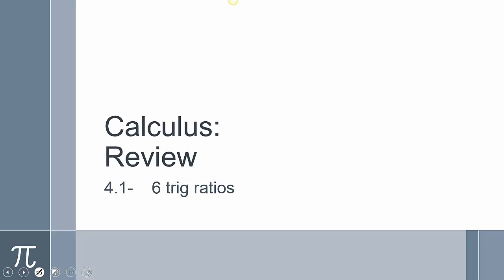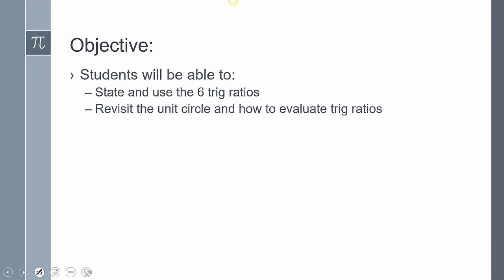Today we're going to continue with the calculus review. So it's going to be 4-1. We're going to take a look at the 6 trig ratios. We're going to state and use those 6 trig ratios and revisit the unit circle and how to evaluate trig ratios.